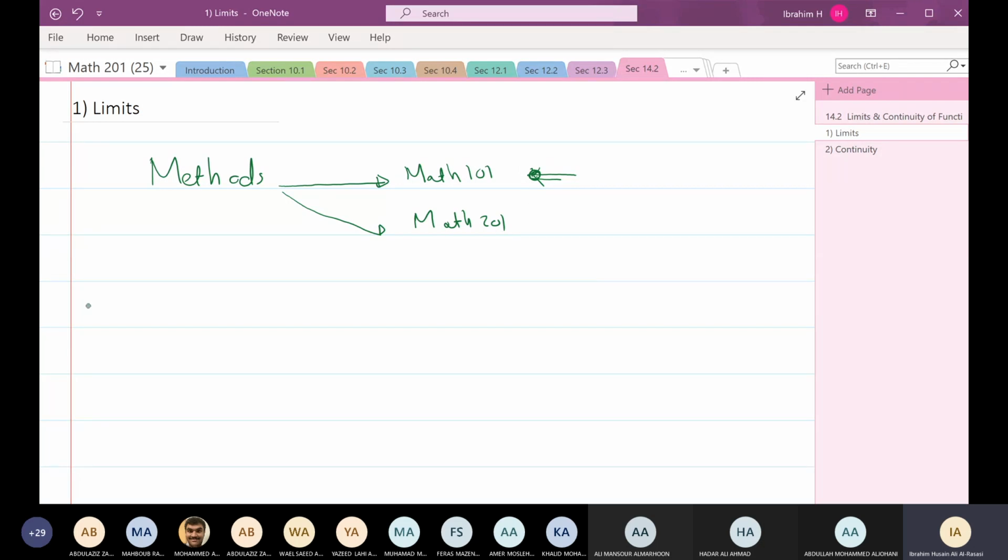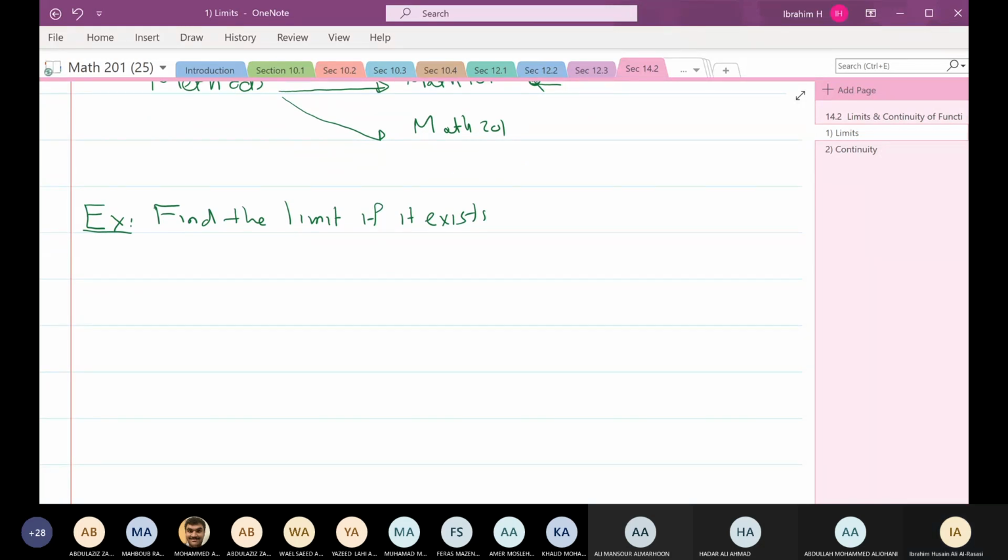So pay attention. You will see really the ideas here are not new. You have seen them before. You need just to recall them. Find the limit, if it exists. We take example 1: the limit as (x,y) approaches (0, ln 2) of e to the power x minus y. So we need to find this limit.